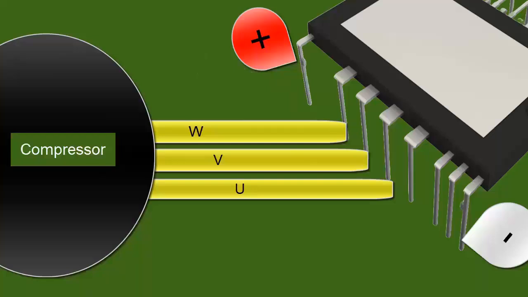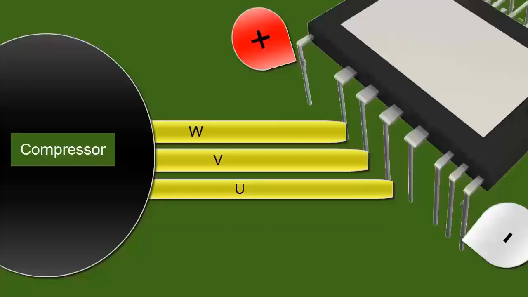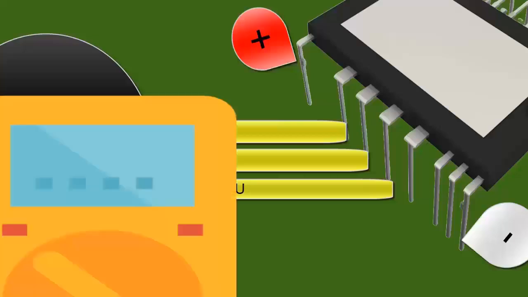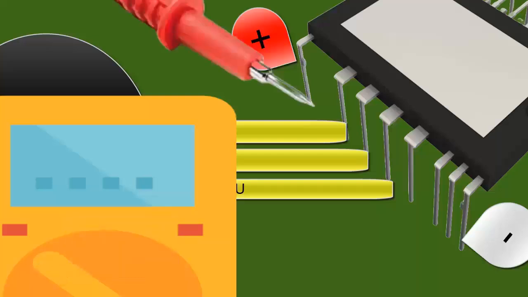If everything seems fine with the IPM electronic circuit, you can perform the following test. A. Connect the electronic board to the power supply, taking the necessary precautions. B. Set the multimeter to the DC voltage scale at 400 volts. C. Place the red probe of the multimeter on the positive power supply of the IPM electronic circuit. D. Place the black probe of the multimeter on the negative power supply of the IPM electronic circuit.